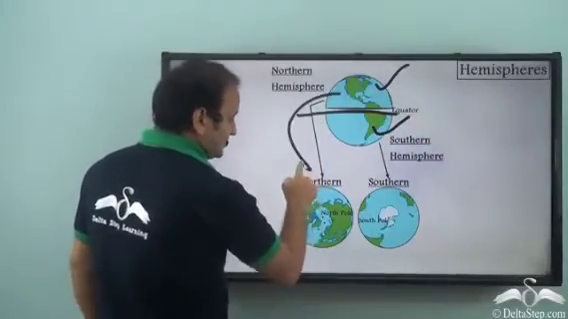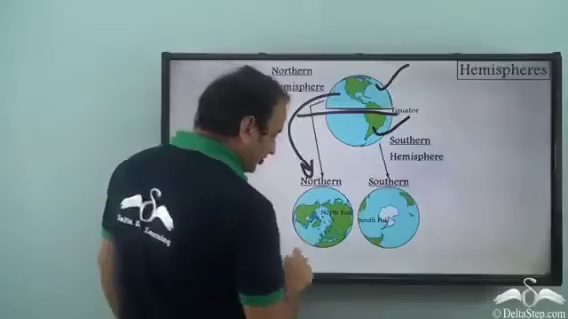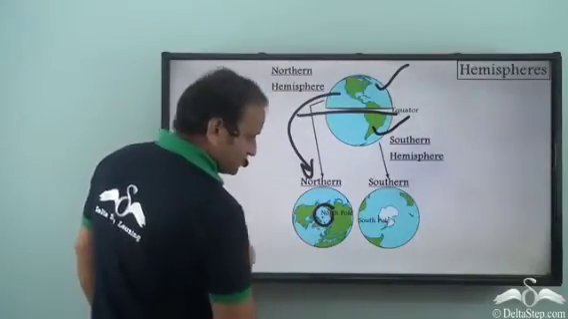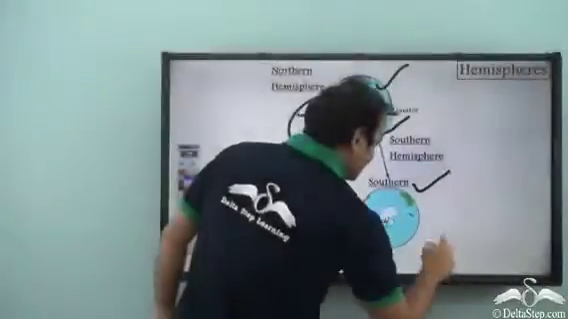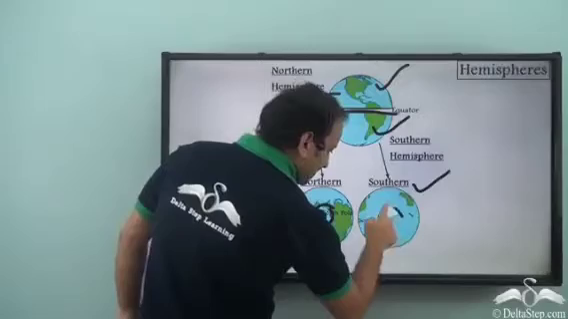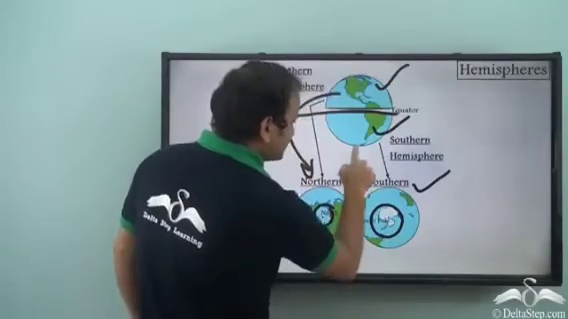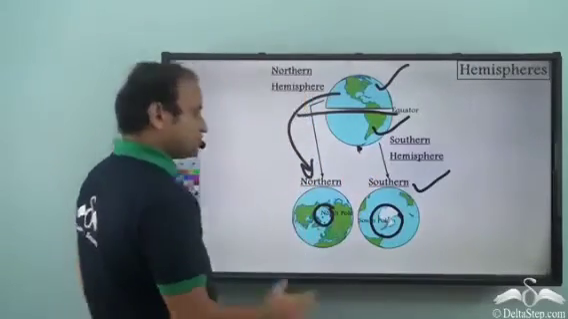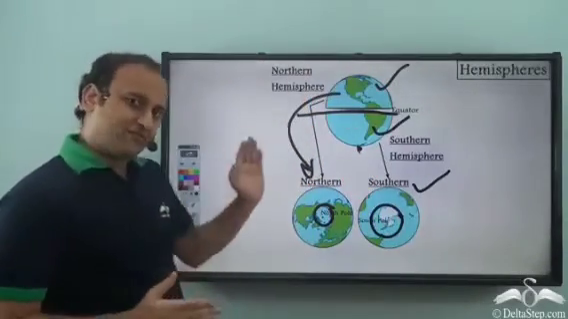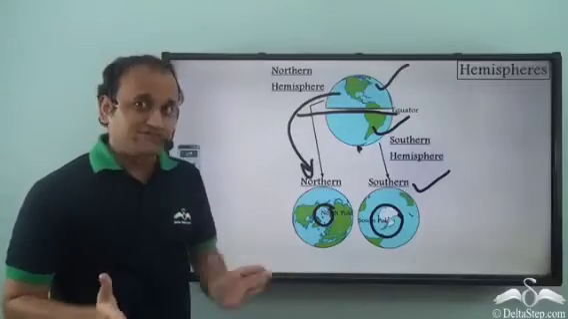So, this is the northern hemisphere here. At the top of it is the North Pole. This is the southern hemisphere. And here is the South Pole, which is here at the bottom. So, you see, the equator divides the Earth into two equal halves horizontally.